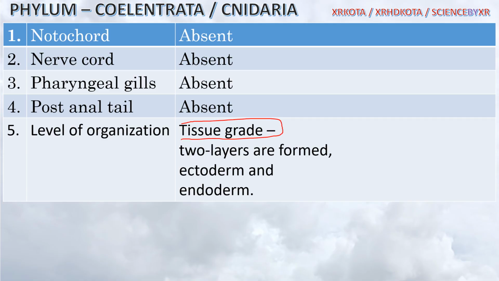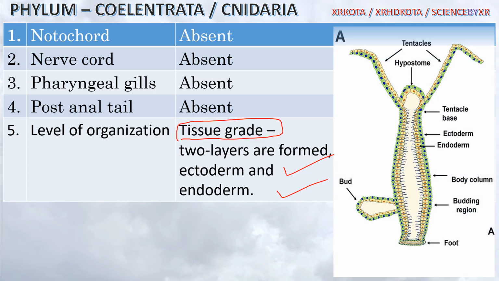Next, level of organization, the tissue grade. The first time these organisms have become tissue grade, because before that the phylum which is there, that is Porifera, in which the tissues were not there. The body was made up of only cells. So two tissues are formed here, and these are ectoderm and endoderm. So they have got two tissues, and that is why the level of organization is tissue grade. Okay, here you can see ectoderm, which is shown in the green color, and endoderm, which is shown in the yellow color. Okay, so these are the two tissues which are forming their entire body.